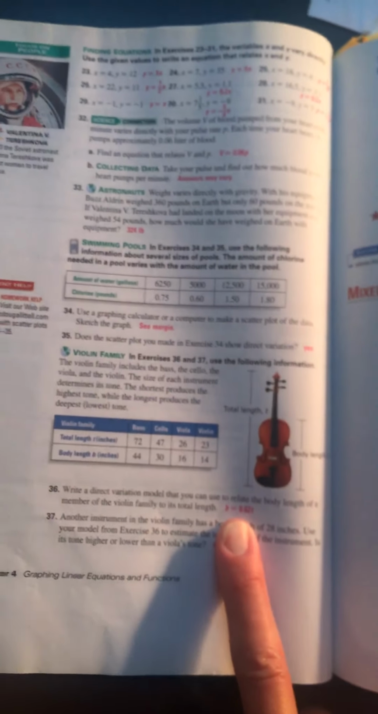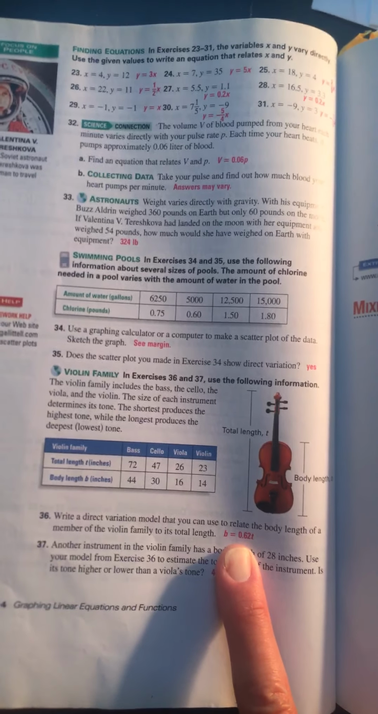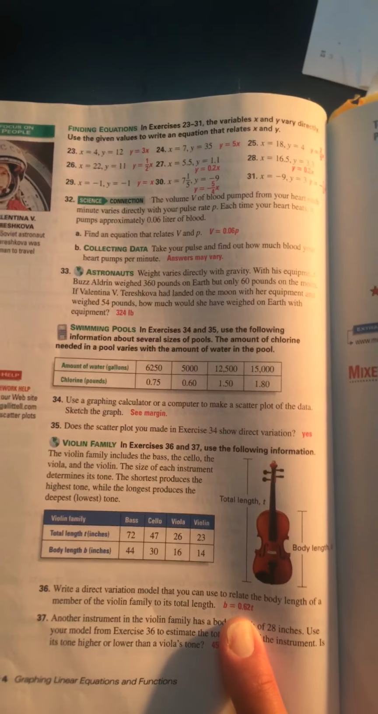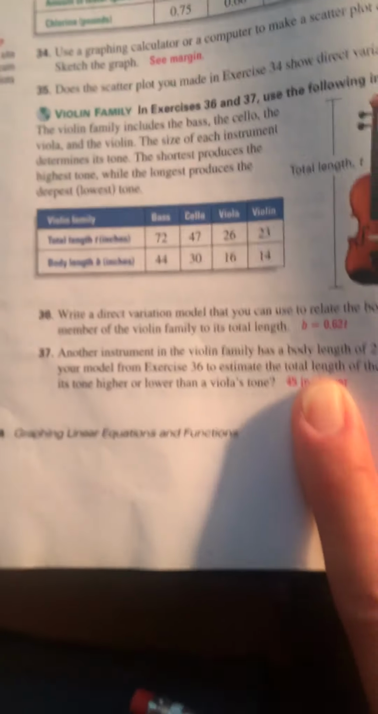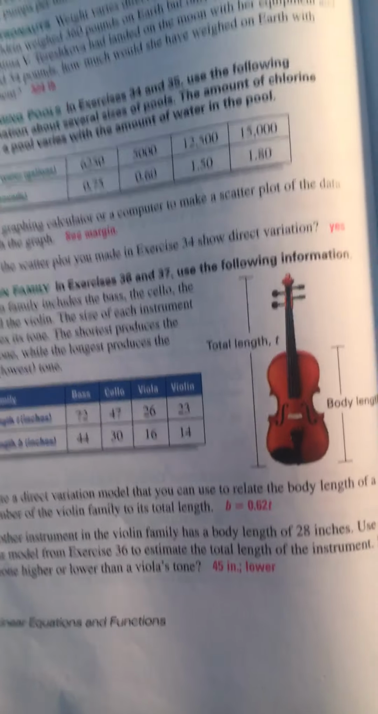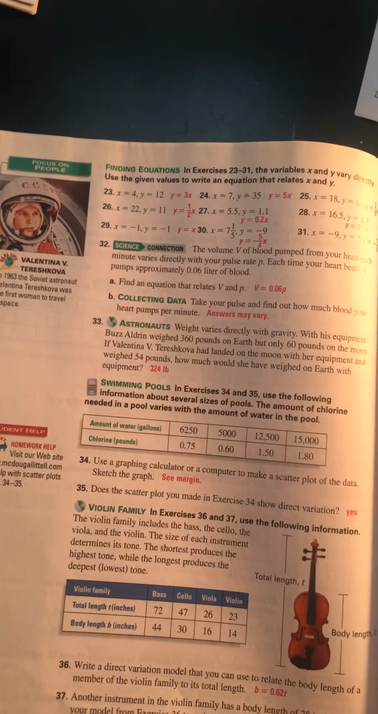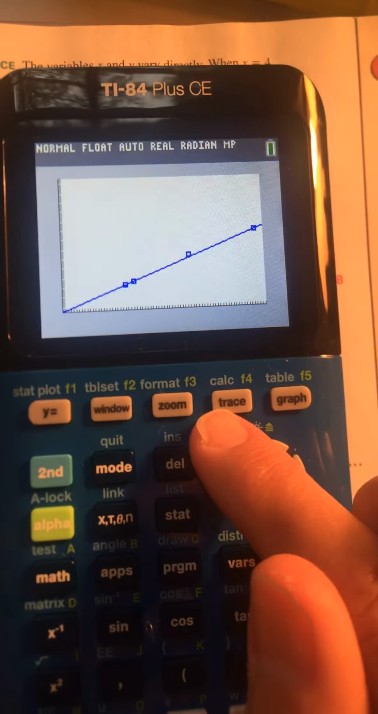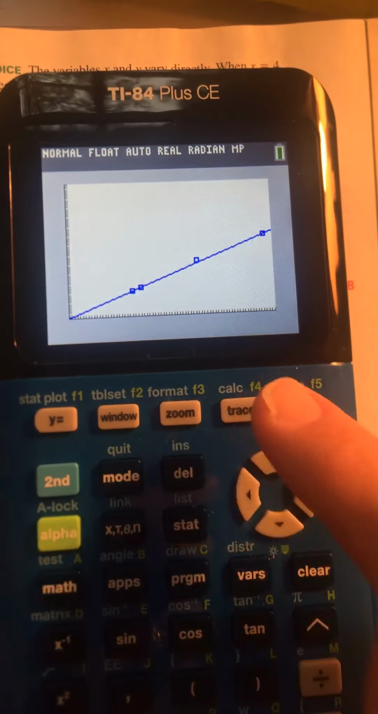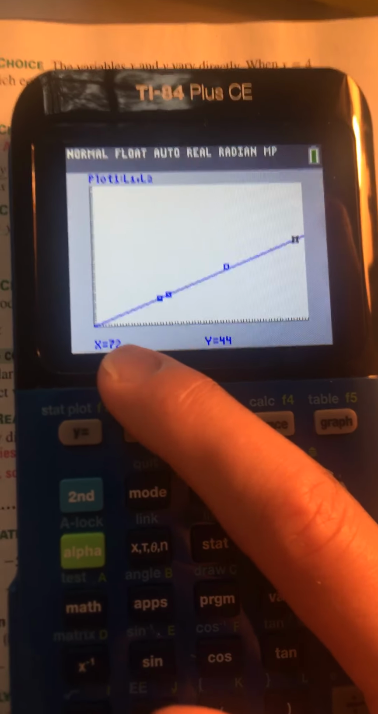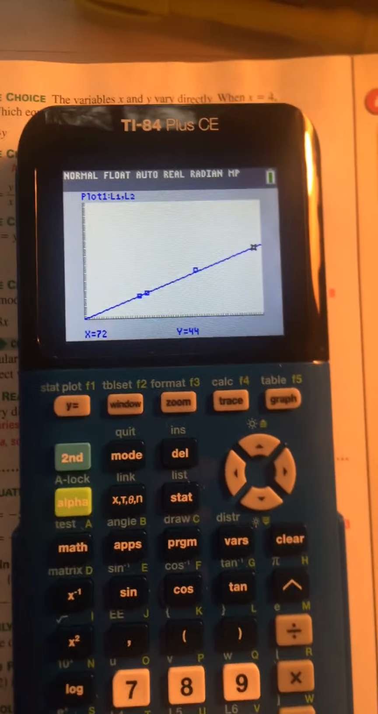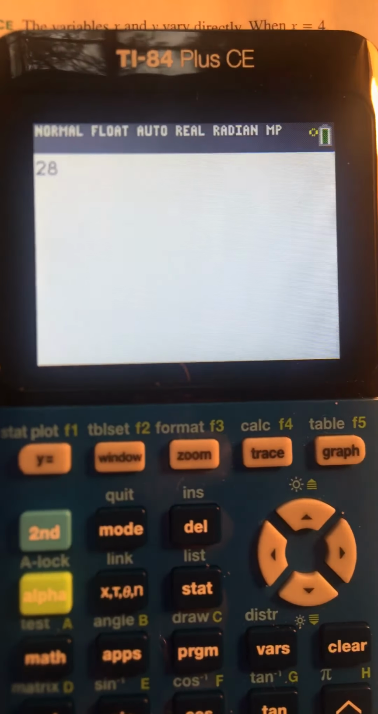That looks good. Okay, so it said to write a direct variation model that relates the body length of the member of the violin to its total length. So write your equation. And then the other thing they want you to do is say, well, what if it's 28? What would the other one be? So we can do that with this button, trace. We're going to hit trace, and what about if it's 28? So I put 28 in there, hit enter.